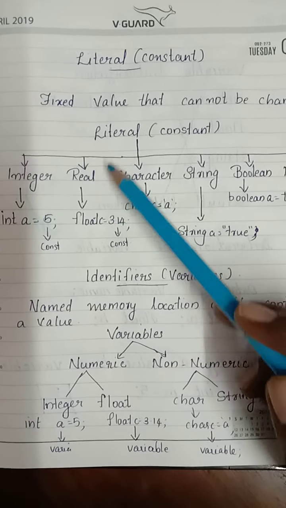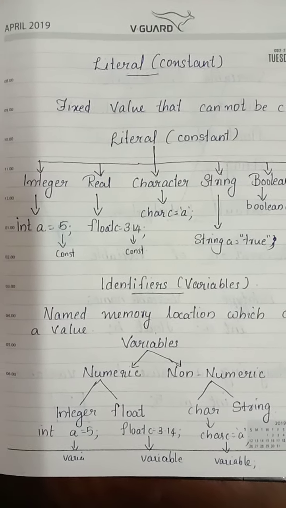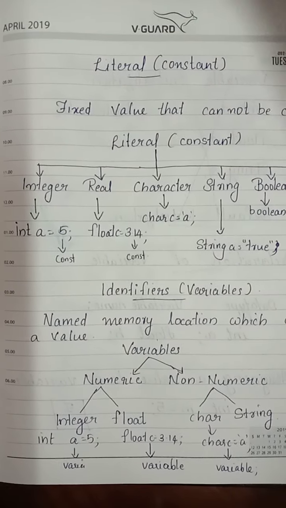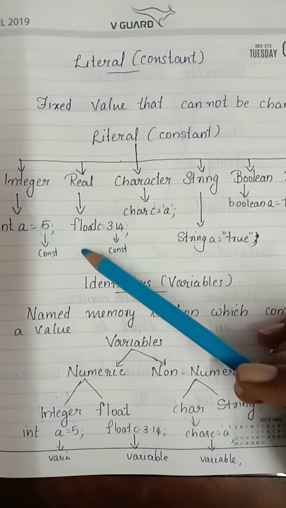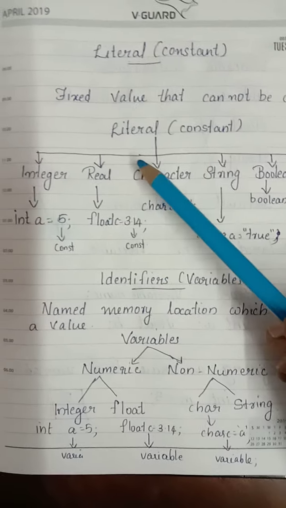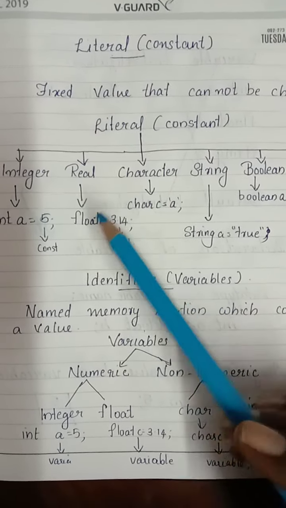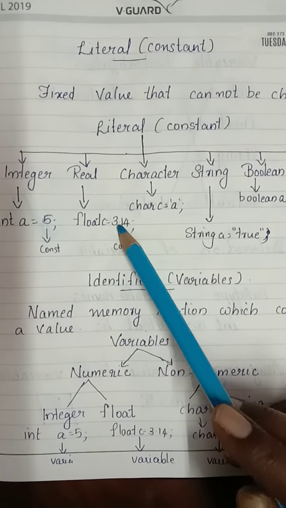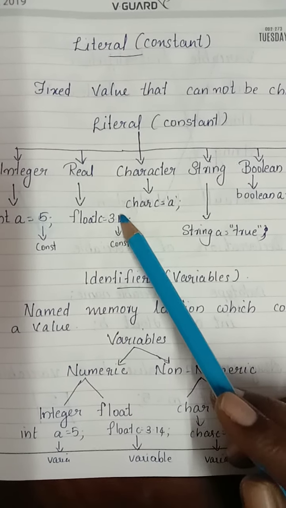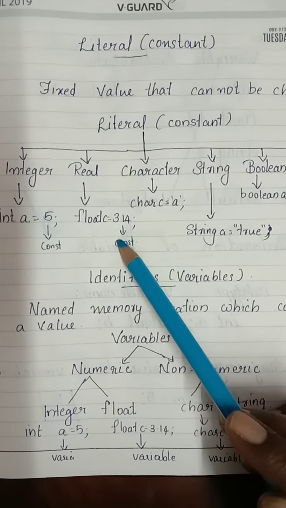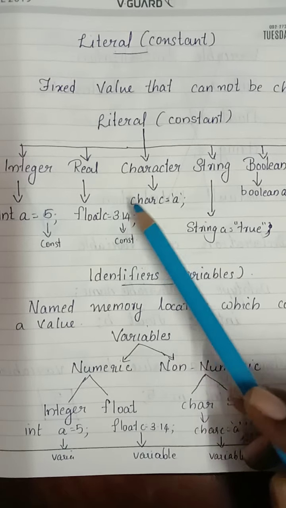Then real literal. Real literal also includes floating point constants. It represents numbers with a fractional part. For example, float c = 3.14. This 3.14 is the constant, that is a fractional number.